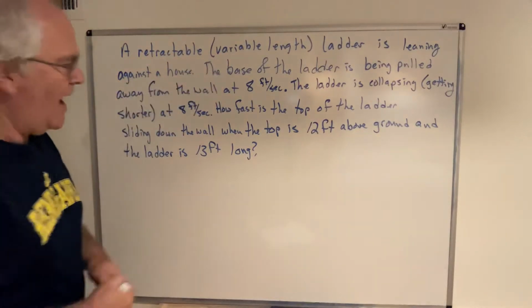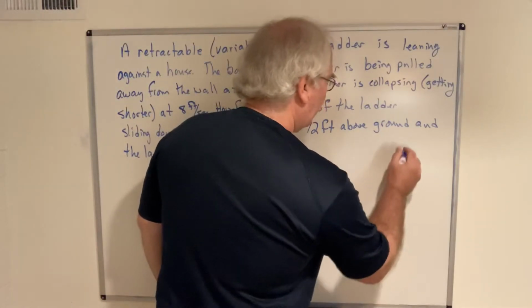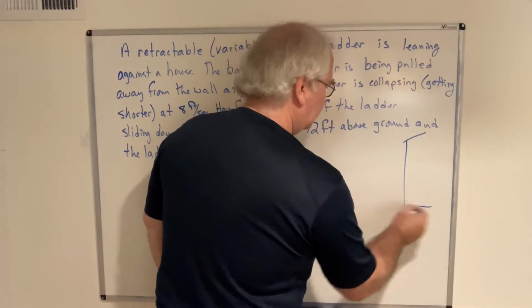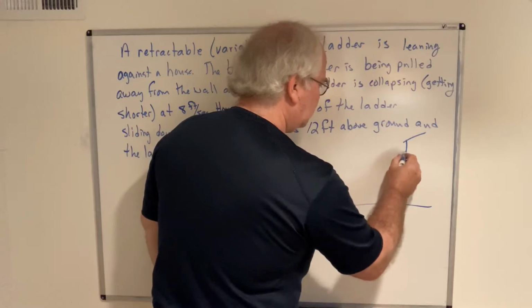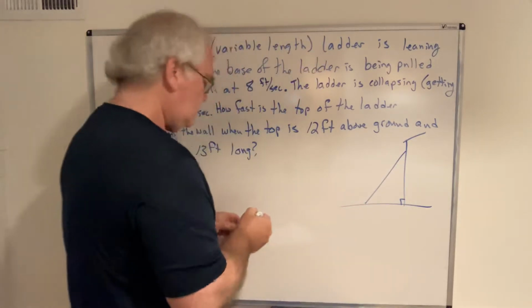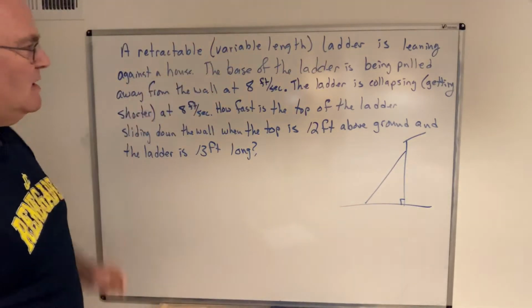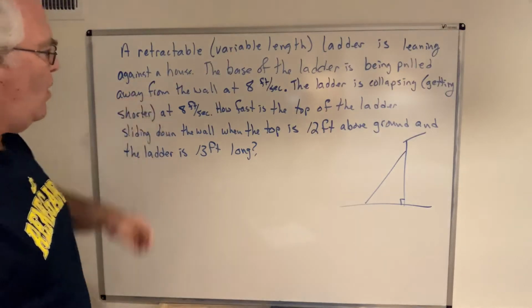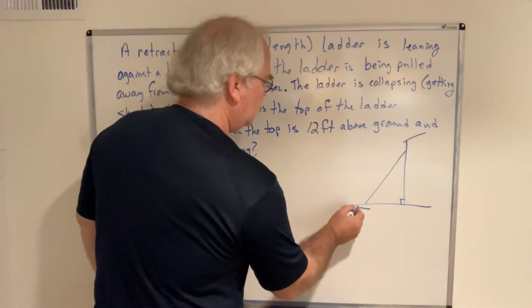The base of the ladder, so here's my little picture. Here's my house, and here's the ground, and here's the ladder. It says the base of the ladder is once again being pulled away from the wall. So this is moving out.